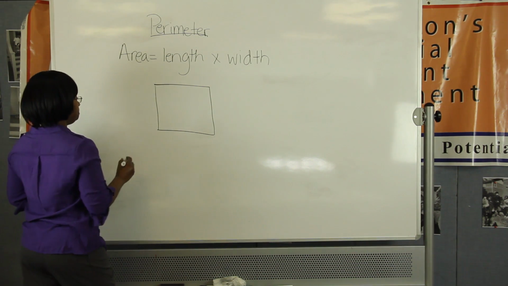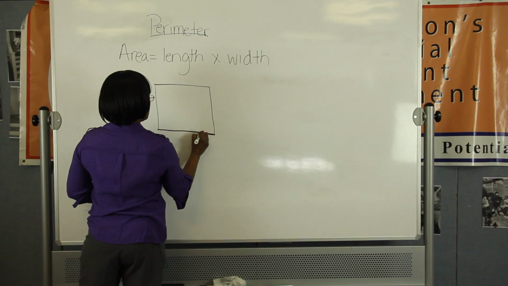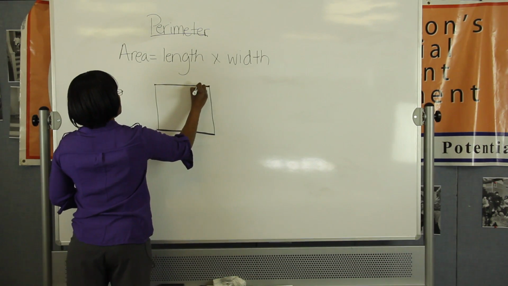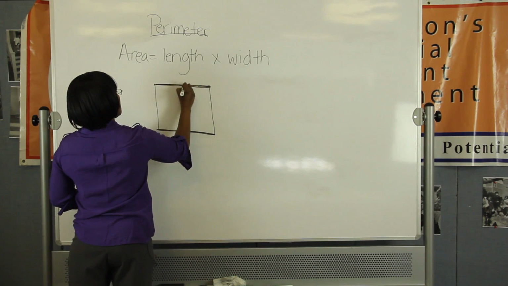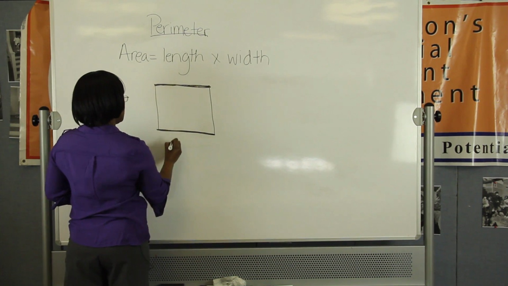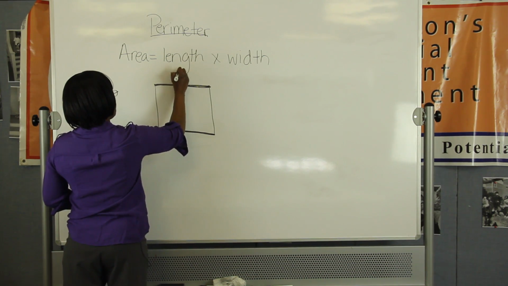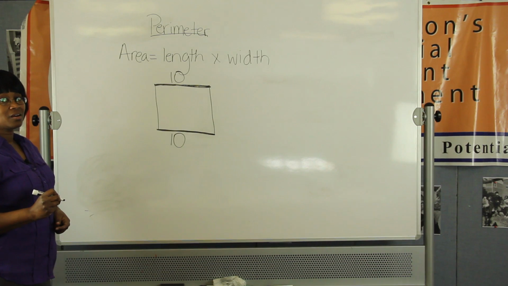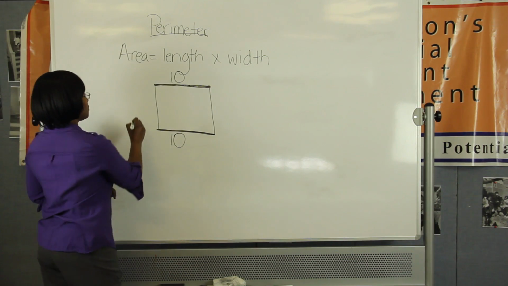So the length would be here and here. So I'm just going to pick a number. Let me see what number, 10. And I'm going to put it on each side. And really, because this is a square, it has all equal sides. So that makes it kind of easy for me. So I'm just going to put 10.